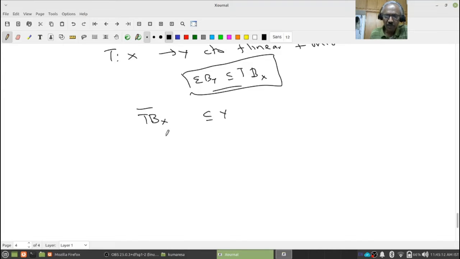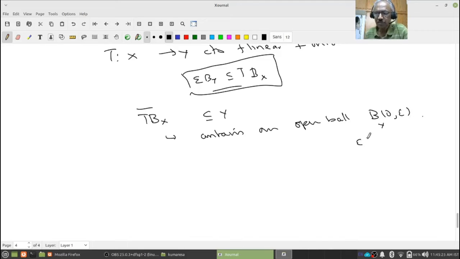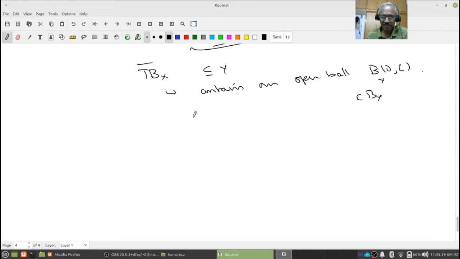We want to prove this contains an open ball B(0, epsilon) in Y, of course, that is epsilon times B_Y. So what we want to prove is that T(B_X) itself contains it, but at present we are going to show the closure of T(B_X) contains it. Please understand this kind of thing. So the proof involves various ideas. The first one is geometric ideas.